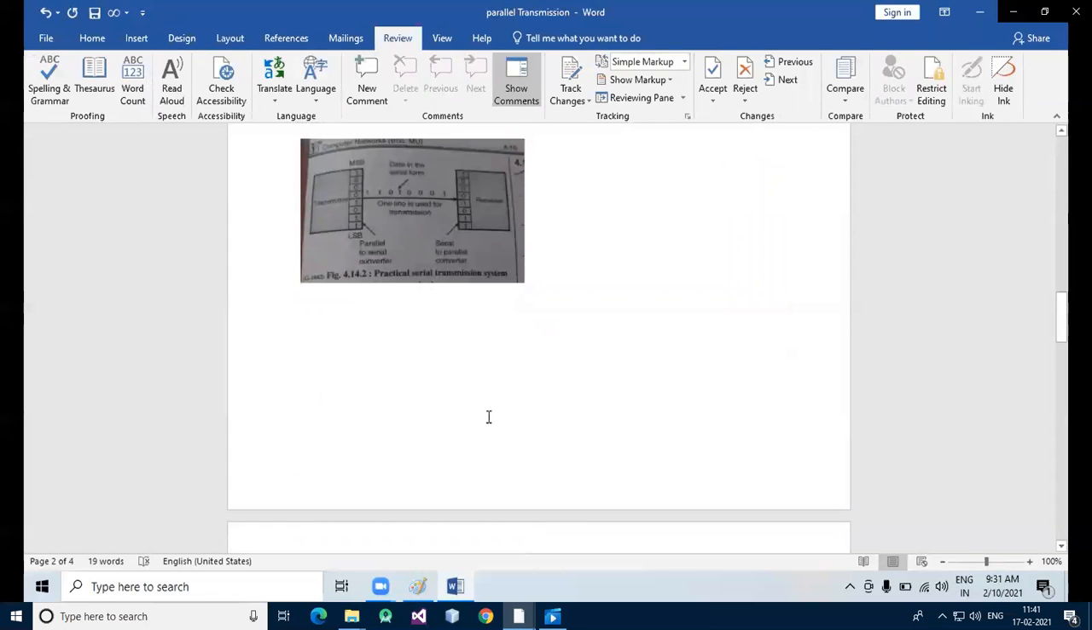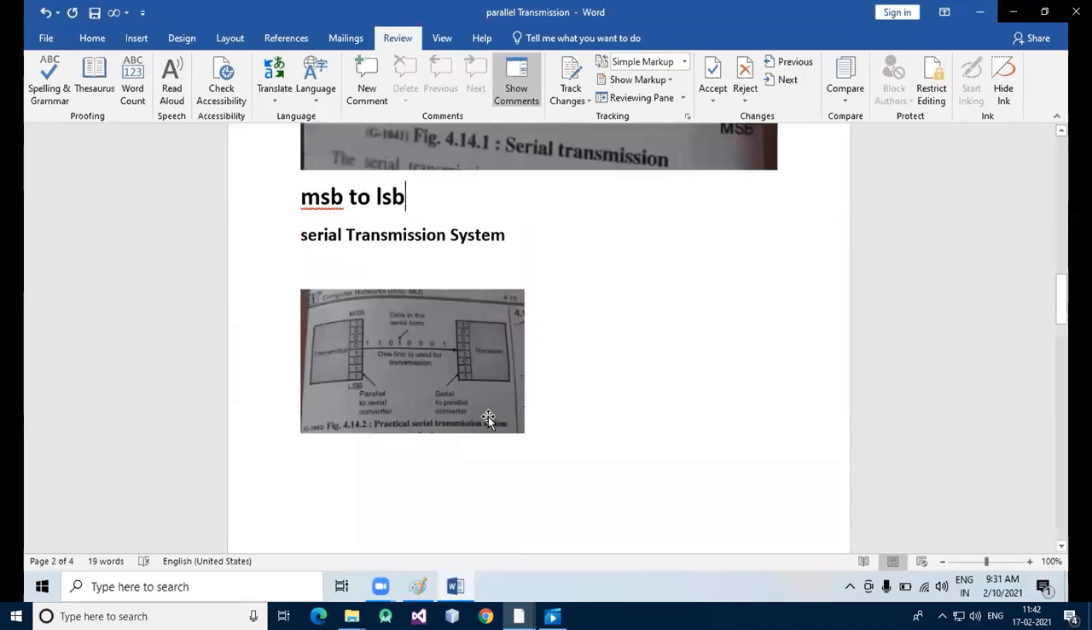This figure shows the practical serial transmission system. The transmitter and receiver both are computers. Since the communication within a computer is parallel, it is necessary to convert parallel data into serial data at the transmitter.